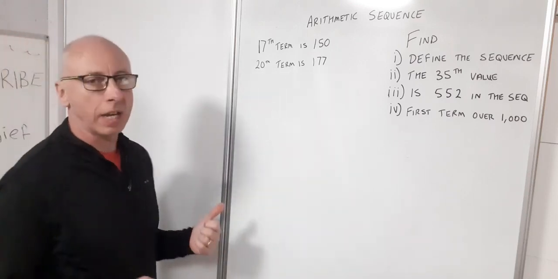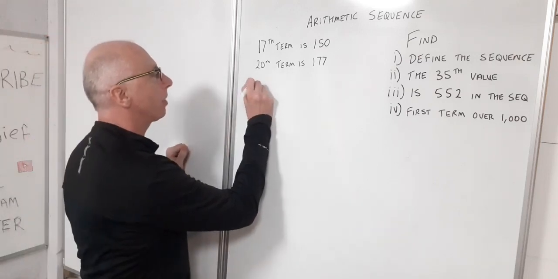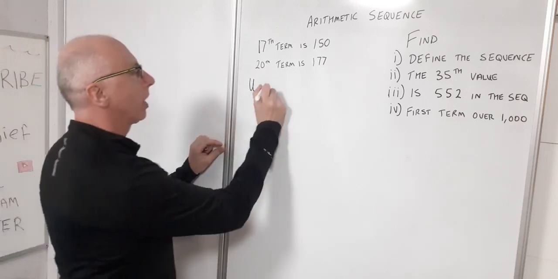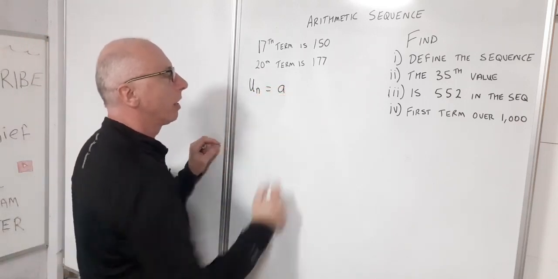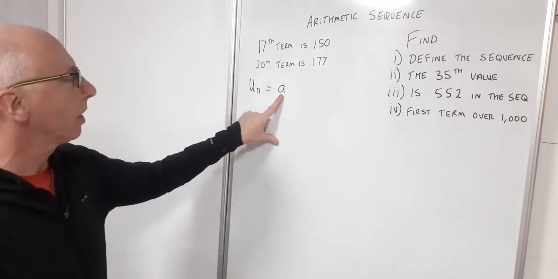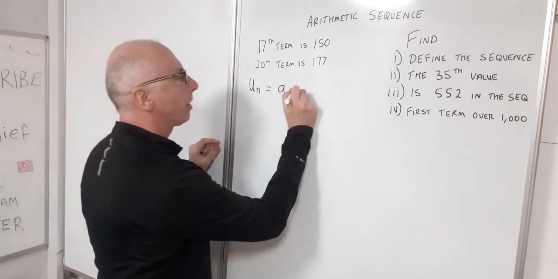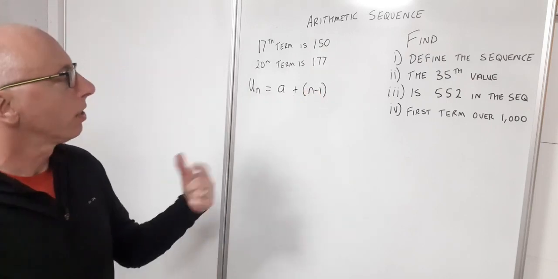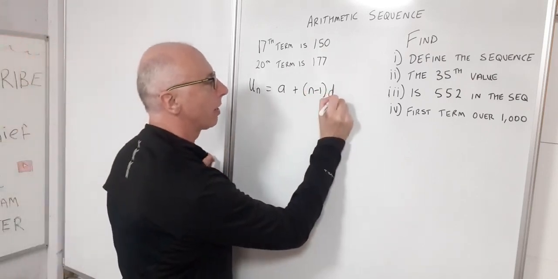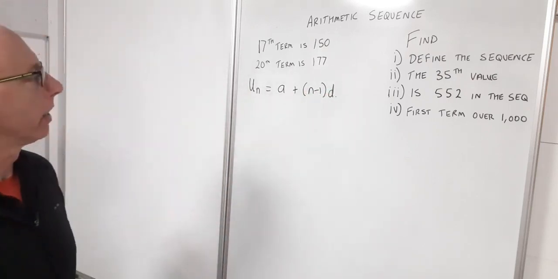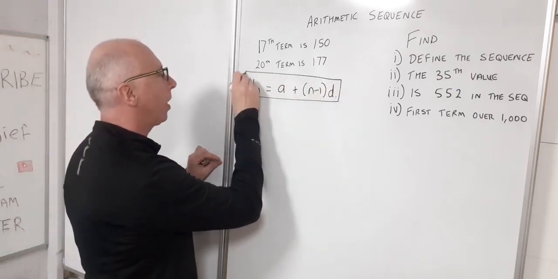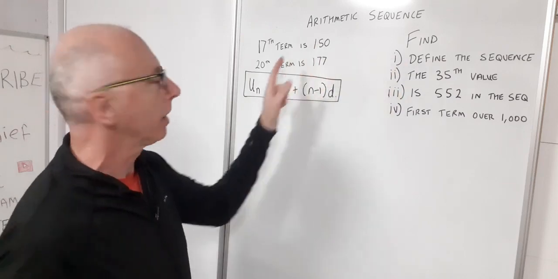So what we know is that each term, if we define it as the letter U, Un, so that's the nth term, equals A, where A is the starting value, plus n minus 1, so that's the number in the sequence, times the difference, which is D. Okay, so if we use this, maybe we can define the sequence from that.